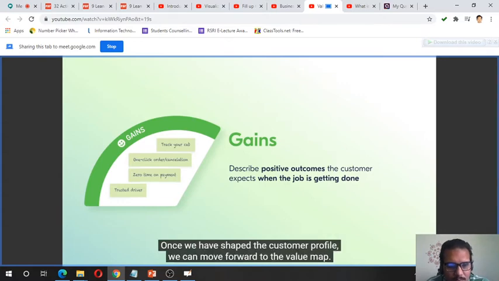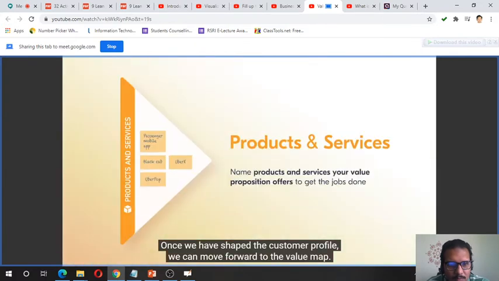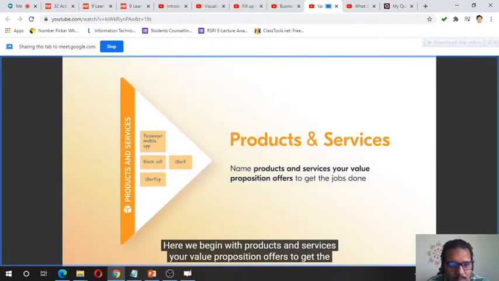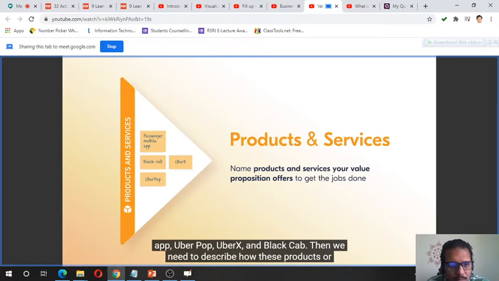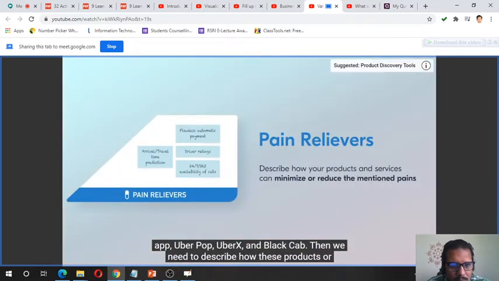Once we have shaped the customer profile, we can move forward to the value map. Here we begin with the products and services your value proposition offers to get the jobs done. Our list consists of Passenger's mobile app, Uber Pop, Uber X, and Black Cab. Then we need to describe how these products or services can minimize or reduce the mentioned pains, and outline in which way they create the gains.